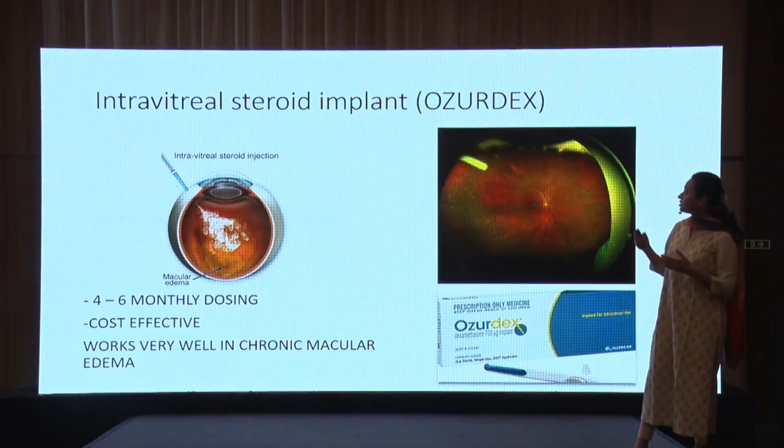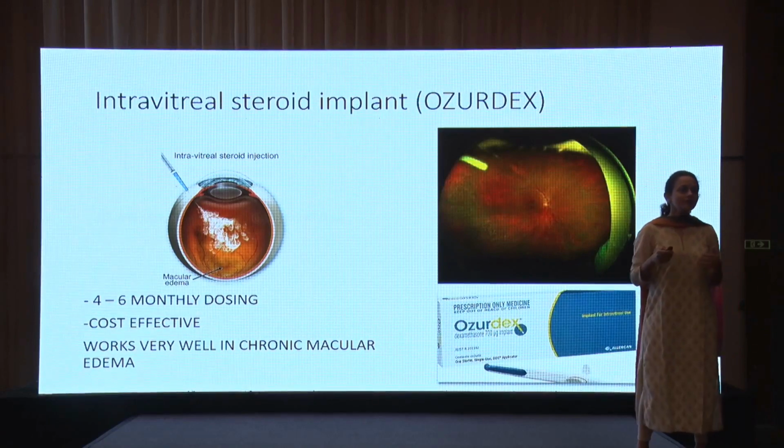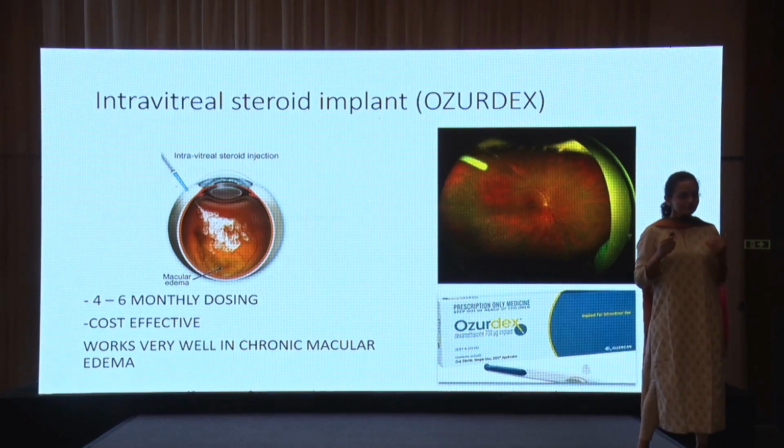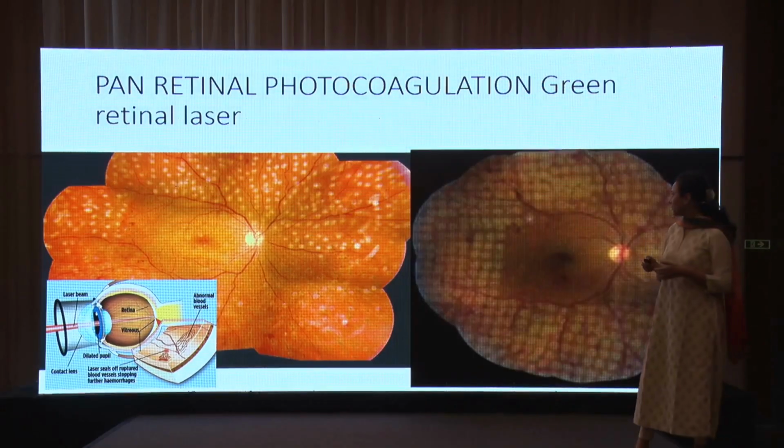There are other injections, like steroid injections, that can be given inside the eyes. In certain diseases, we need to give steroid injections also, which again are very well tolerated by the human eyes.